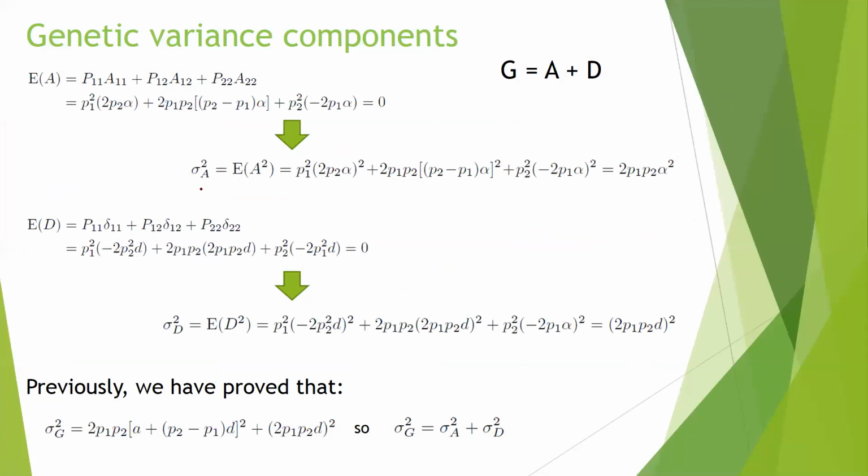This is how we calculate the expectation of the breeding value in a population and the variance of the breeding value in the same population. We can do the same thing to calculate the expectation of the dominance deviation, which is also 0. We can also calculate the variance of the dominance deviation in the population, which is this.